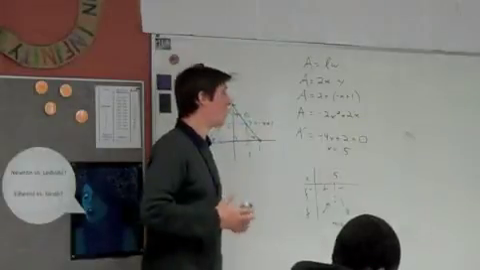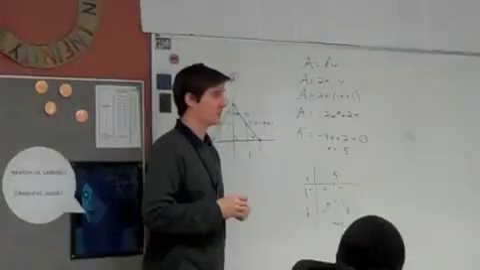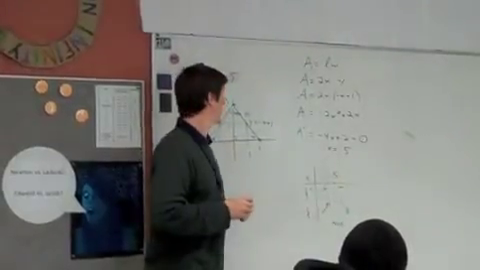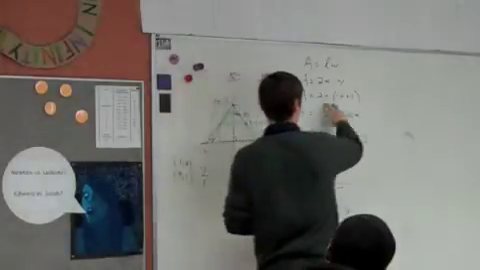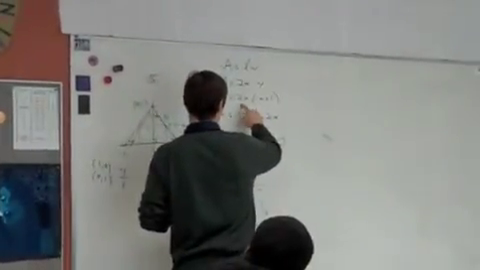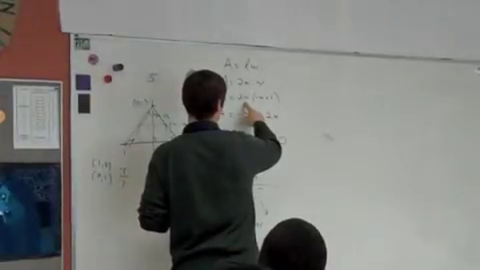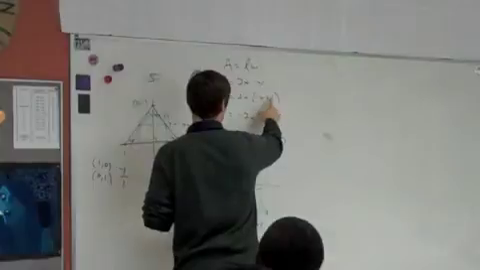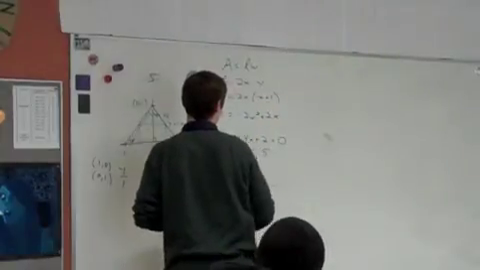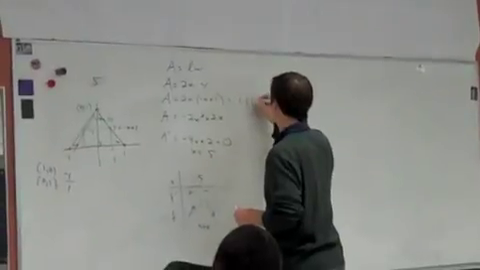Now how could I go about figuring out what the area is at this point? Okay, what do I get? 2 times 0.5, so 2 times 1/2 is 1, so this equals 1 times negative 0.5.